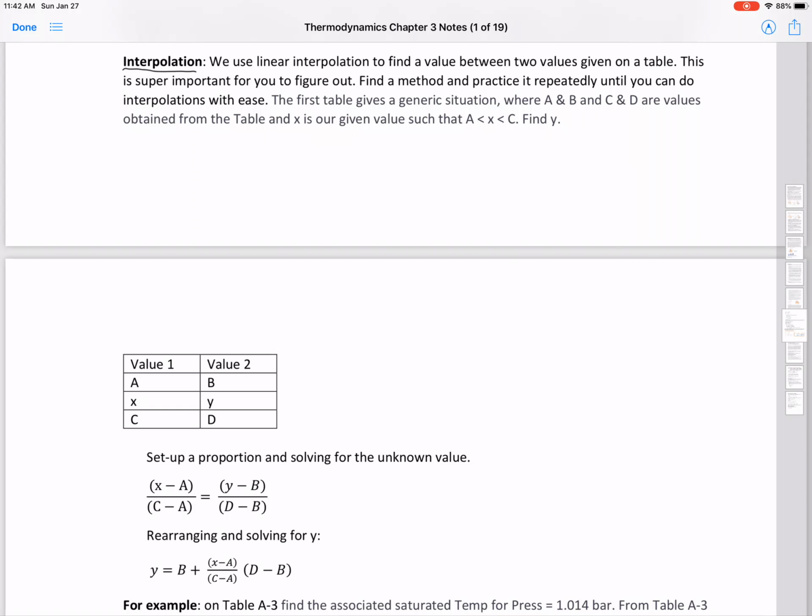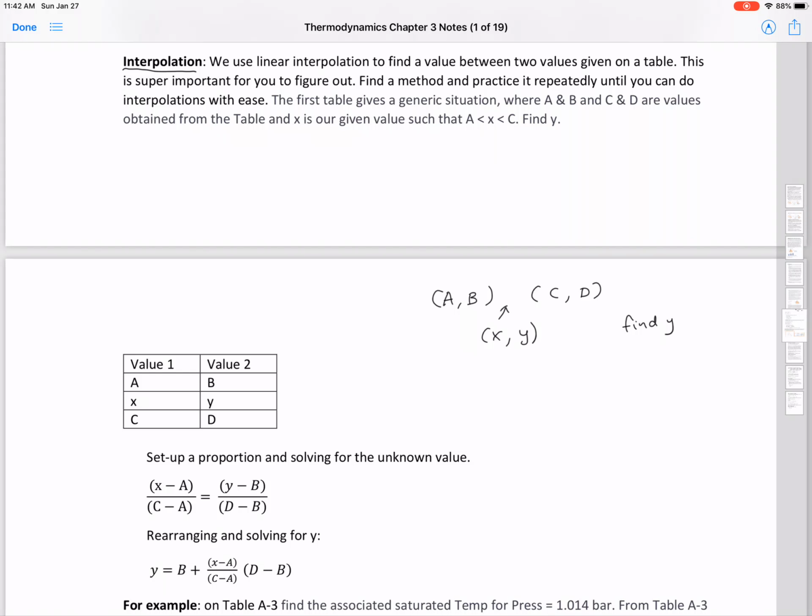But let's say that we're given some values. We have values A and B, and C and D, and our value, we're given X, and we're looking for Y here, and we just know that they're between those two values, and that there's a linear relationship between these. So that's what we're doing here. And so we set up a little proportion, and then solve for the unknown. In this case, we're trying to find Y.